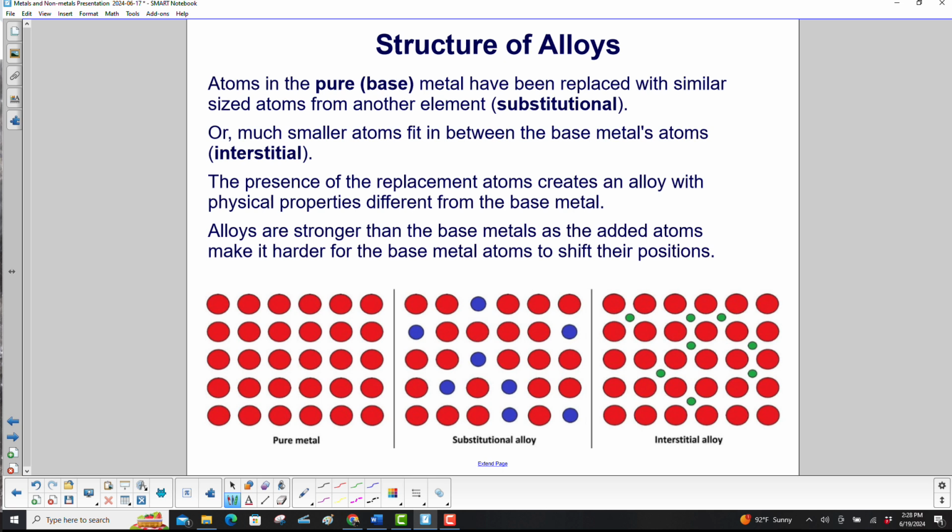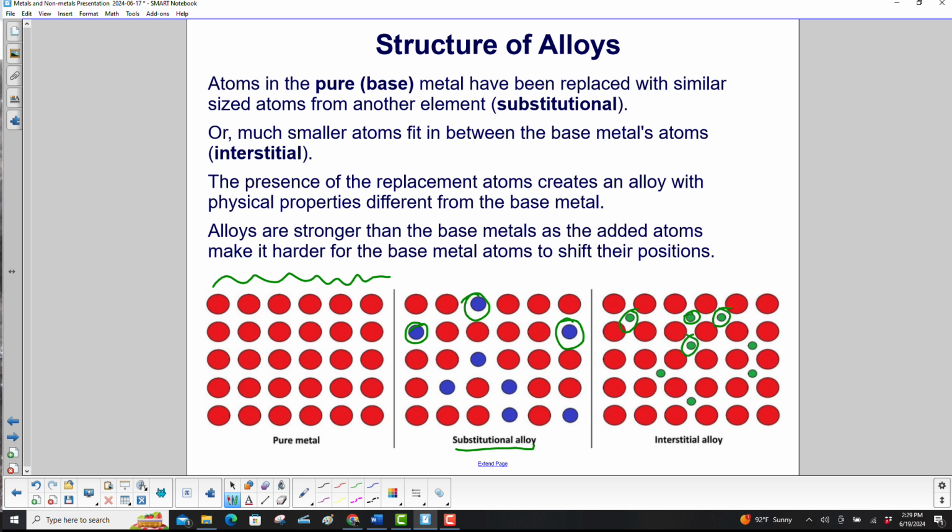The structure of alloys. Atoms in the pure or base metal, that's over here, see how they're all the same? Some of them have been replaced with similar size atoms from another element that is called substitutional. So these atoms are a different element. Or much smaller atoms fit in between the base metal's atoms, and that's called interstitial. So here you have these tiny atoms. You still have your original atoms in their form, but what's going on here? You've got these little ones in between them.